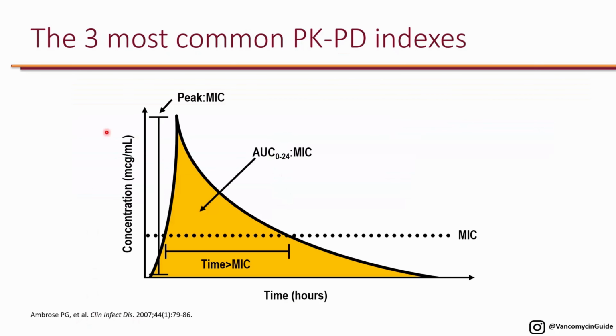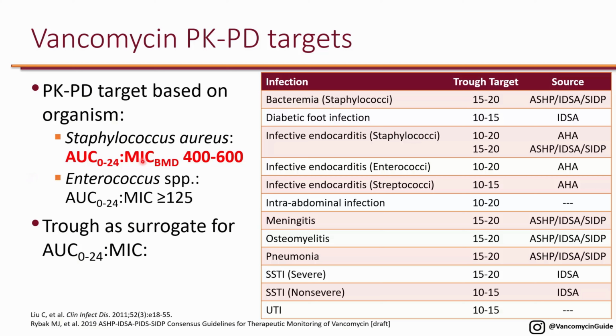So these are the 3 common PK/PD indices. So we have peak to MIC ratio, AUC to MIC ratio, and time above MIC. For vancomycin specifically, AUC to MIC is the PK/PD target most associated with efficacy. So AUC to MIC is the index that we use for vancomycin. However, you want to achieve a specific number. So for Staphylococcus aureus specifically, we want an AUC to MIC ratio of 400 to 600.